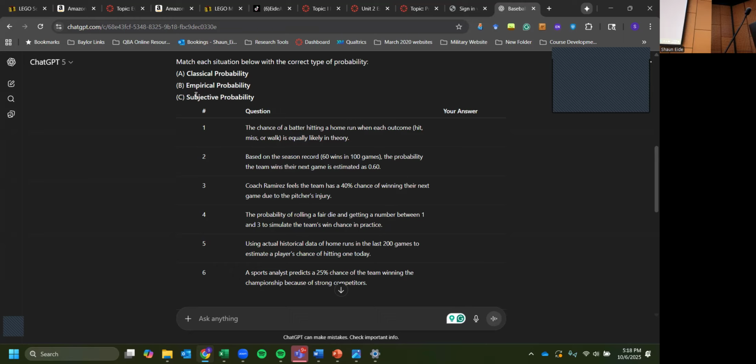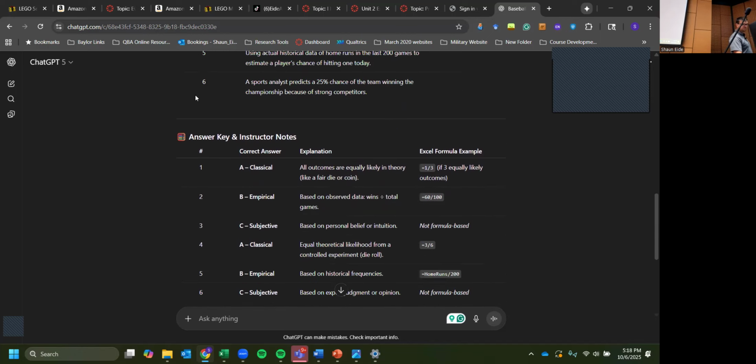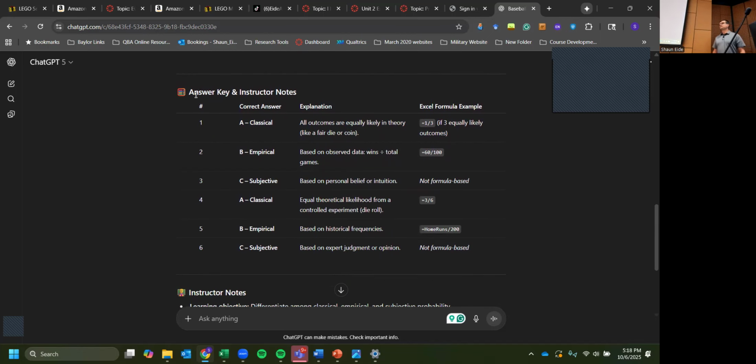The probability of rolling a fair die and getting a number 1 to 3 to simulate the team's chance of winning. I hate using dice for whatever, but what is this? Yeah, classical. Using actual historical data of home runs in the last 200 games to estimate players' chance of hitting one today. What is this? Empirical. Then sports analysts predict a 25% chance of the team winning a championship because of a strong competitor. Subjective. So the nice thing is, it gives you your answer key right below.